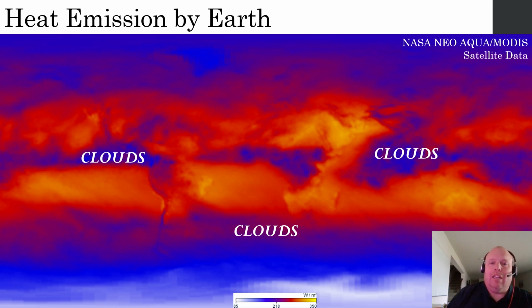When you back calculate out what the temperature is, it's about negative 33 degrees Celsius. And the yellow here, the 350 watts per meter squared, that is approximately 0 degrees Celsius. That's freezing, so 32 degrees Fahrenheit. And so then we're looking at this. Okay, so the coldest emission is from the clouds.